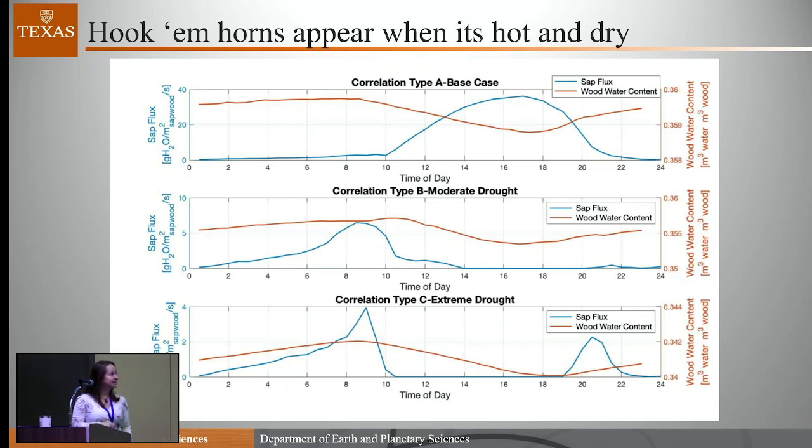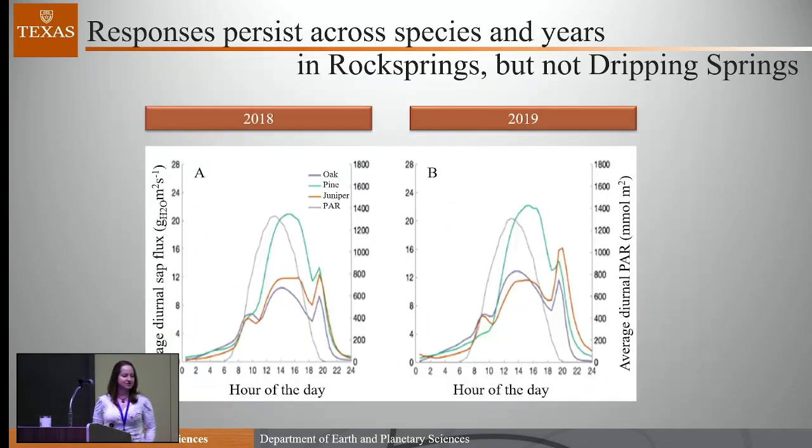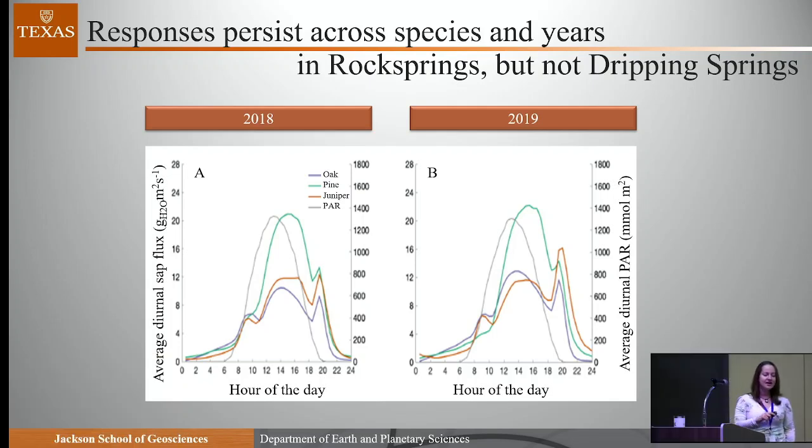Now, interestingly, this pattern not only existed in our ash juniper, but it persisted in all of our species of the arid site. So the pinyon pine, the lacy oak, and the ash juniper all do this. And it was consistent between observational years.